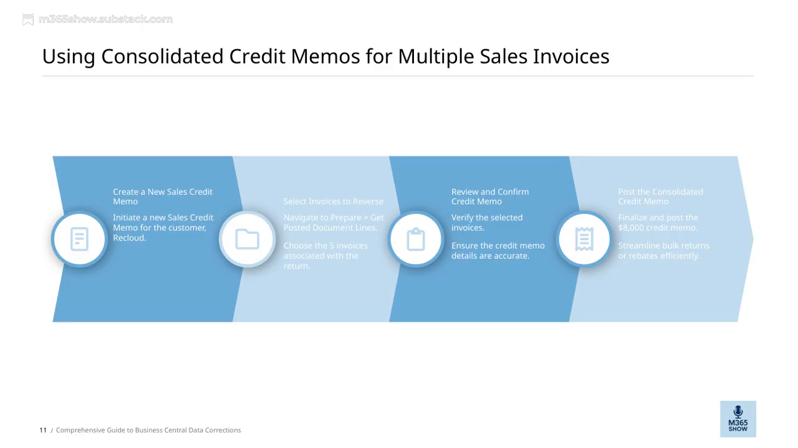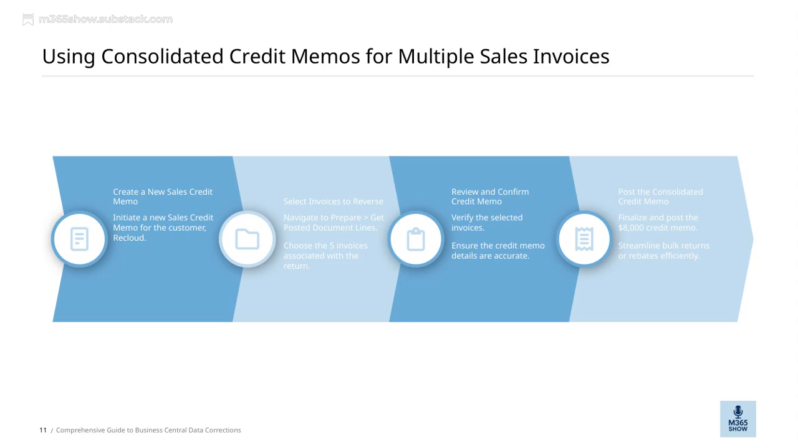First, we need to ensure we complete the process by finalizing and posting the $8,000 credit memo. Doing this correctly allows us to efficiently handle bulk returns or rebates, saving time and reducing errors. Once we've reviewed everything, we can post the consolidated credit memo to update our records accurately.